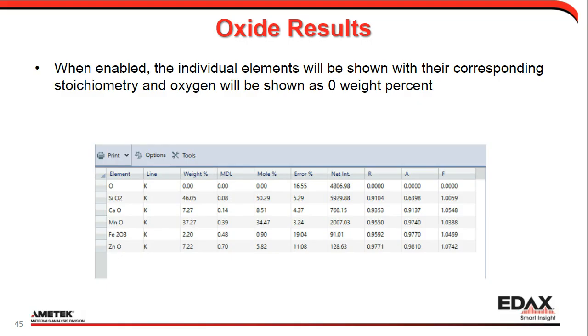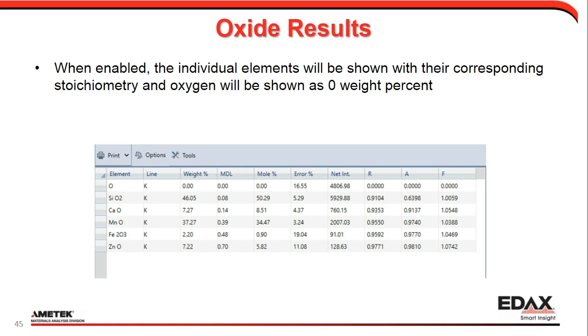The oxide results option is added to Apex 2.0. With this option, you can easily switch between element results and oxide results. When it is enabled, the individual elements will be shown with their corresponding stoichiometry, and oxygen will be shown as 0 weight percent.